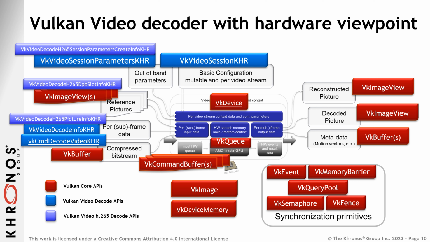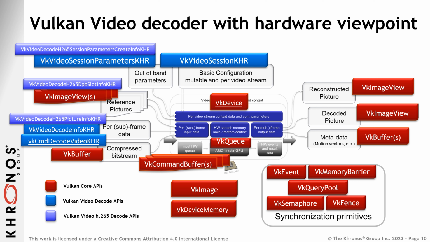Please note that some implementations may only support image arrays for reference images. As with the rest of the Vulkan APIs, memory barriers and events are used for in-queue synchronization and layout transitions of resources. Queries are used for retrieving the status of video operations. Semaphores are used for cross and in-queue and host synchronization, where fences are used for synchronization with the host.